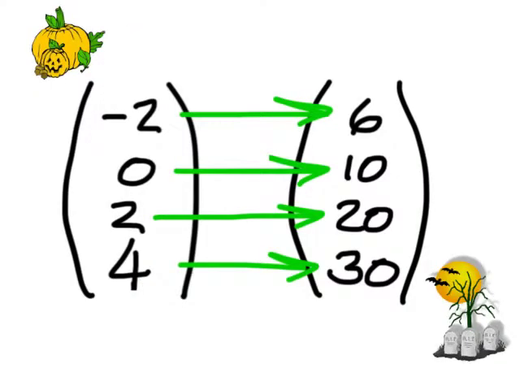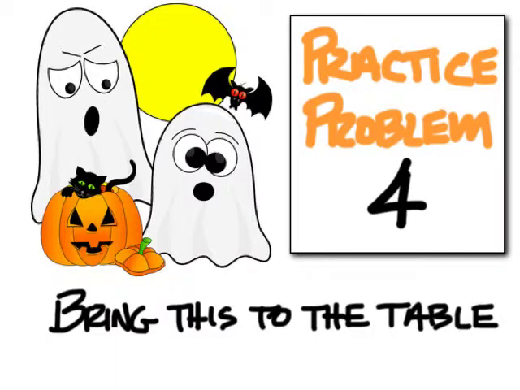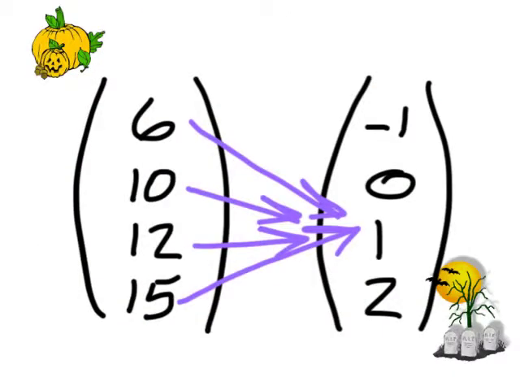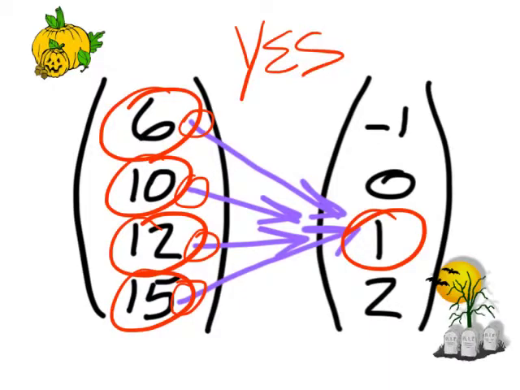Practice problem number 3. The solution for the practice is that you only have one range element assigned to each domain element. Therefore, the answer would have to be yes. Practice problem number 4. Look at each of these numbers. You only have one arrow leaving each one of them. Even though they all point to the same one, there's still just one number per domain element. Therefore, the answer is yes.